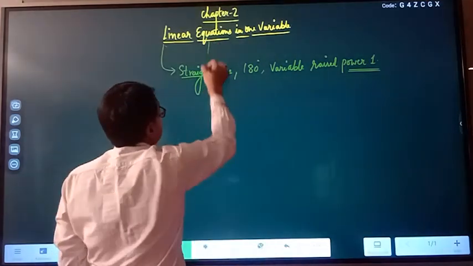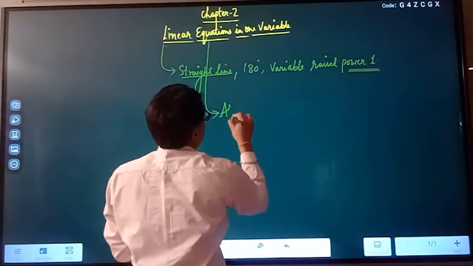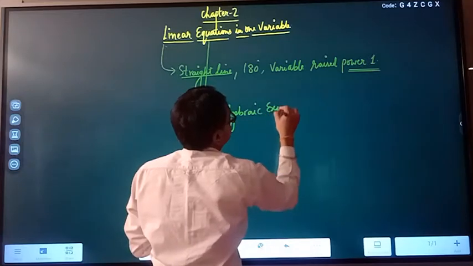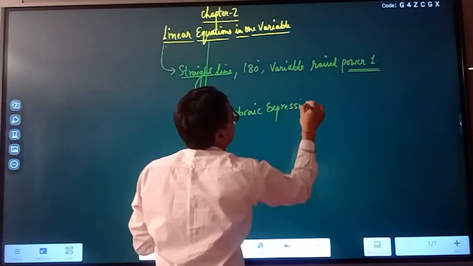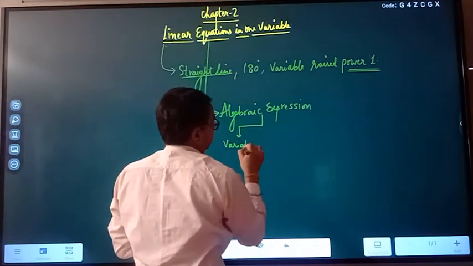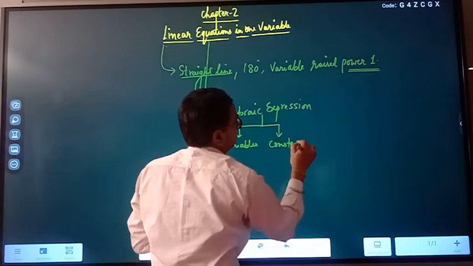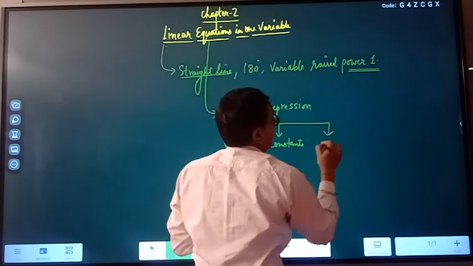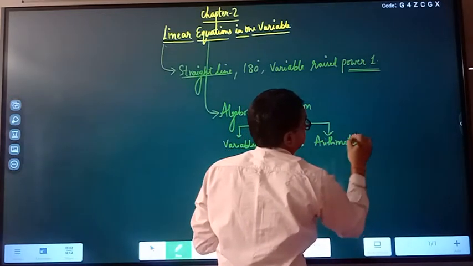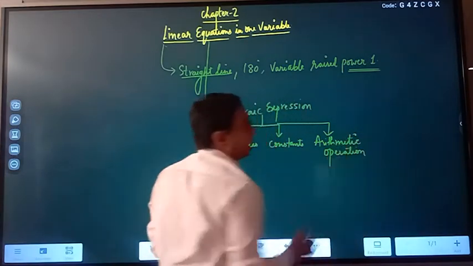Next, equation. I hope you know the meaning of algebraic expression. What do you mean by algebraic expression? When we talk about algebraic expression, it is a combination of variables, constants, and arithmetic operations. This combination is known as an algebraic expression.